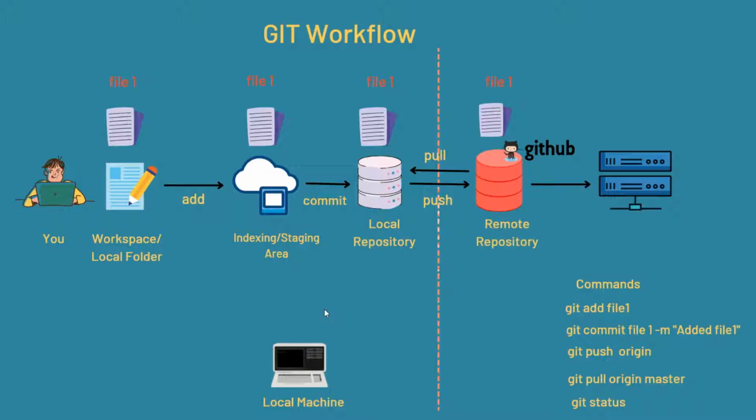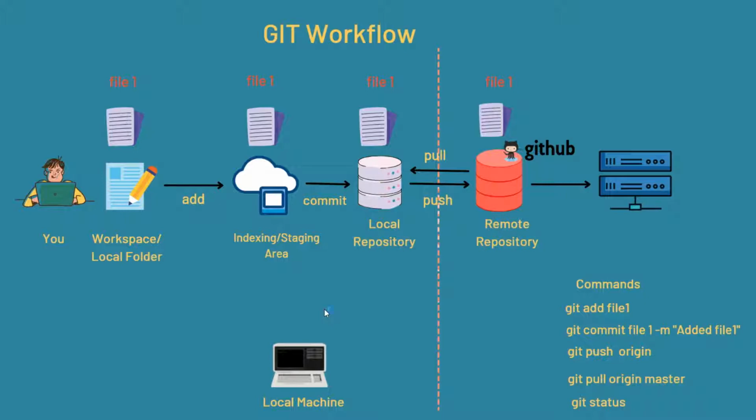On the left side are the three areas which you need to take into consideration. The first area is a workspace, which is nothing but a local folder in which you are writing code in a file or modifying an existing file. In our case, we are modifying the content of file 1, and once we have modified the content of file 1, we are going to add that into the indexing or the staging area.